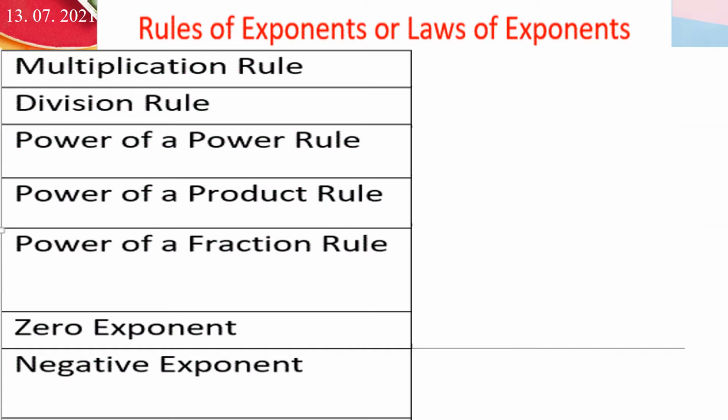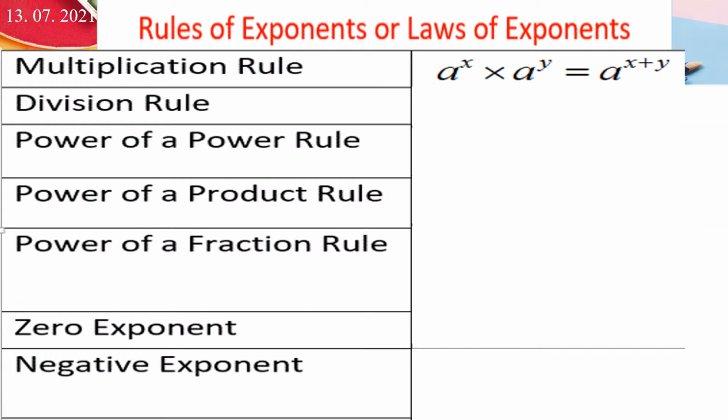Rules of exponents are laws of exponents. Students, you must know these 7 types of rules. Then only you can do the sums. Let us see one by one. First rule is multiplication rule. You know that a power x into a power y is equal to a power x plus y.